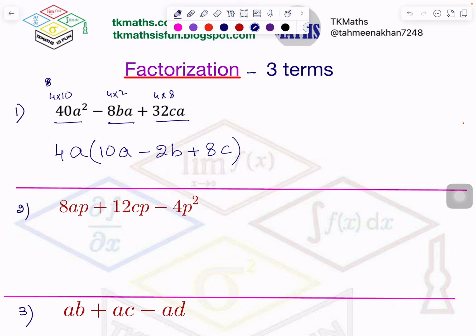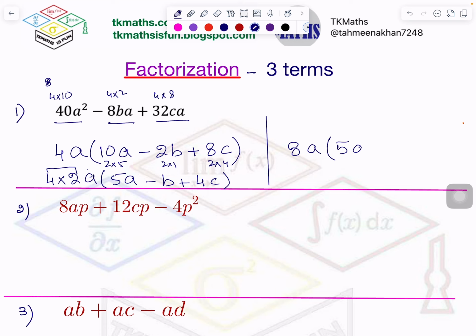right? But again I see there is 2 common in all this, because it is 2 5s are 10, 2 1s are 2, 2 4s are 8, right? So if you realize something like this, which I have just noticed, what you will do, you will take 2 also common out. So when 2 will also come out as a common thing, what is left now from inside? 5A minus B plus 4C. So final answer will be, this 4 multiplied by 2 will be 4 2s are 8A, 5A minus B plus 4C.